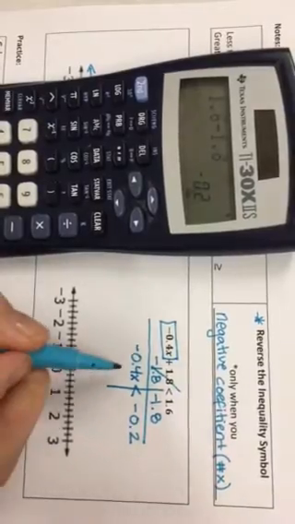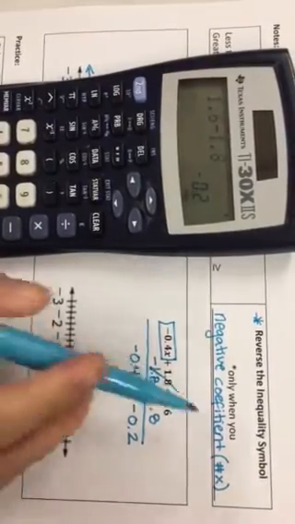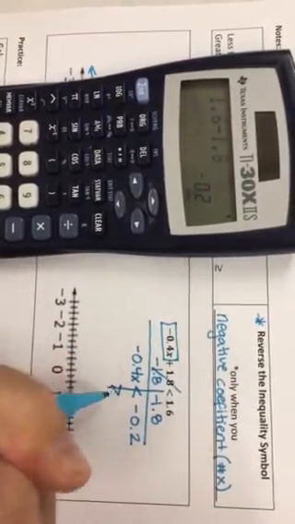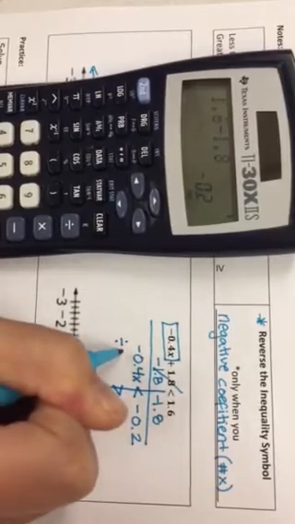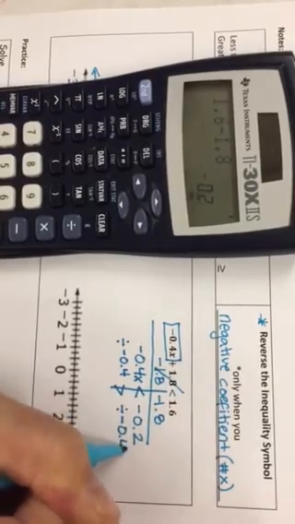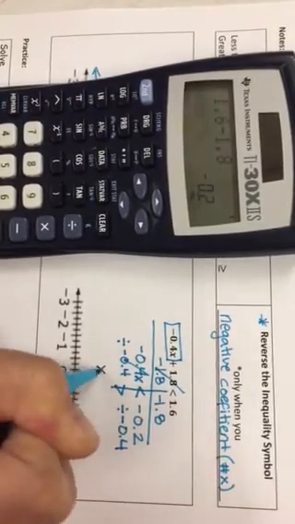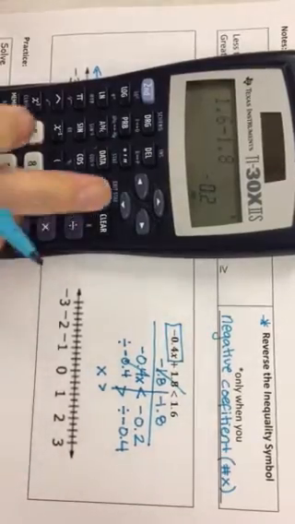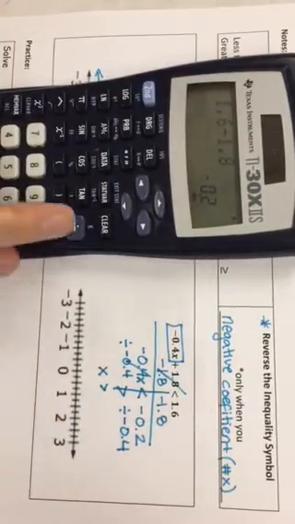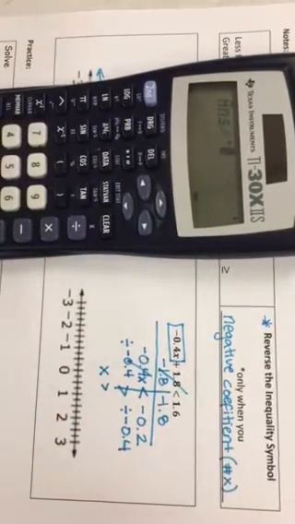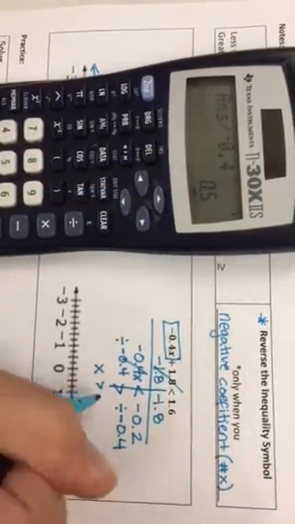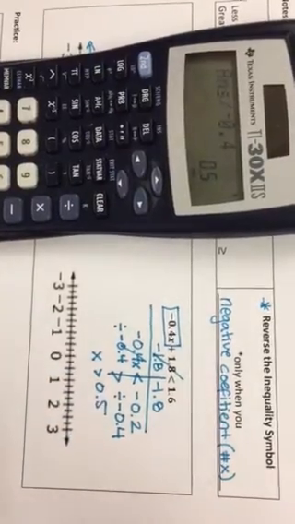Step 2, I need to divide by the coefficient. This coefficient is negative. My inequality symbol will flip. I need to divide both sides by a negative 0.4. That will cancel out. So now I have negative 0.2, it's already in my calculator, divided by negative 0.4. And I get positive 0.5.